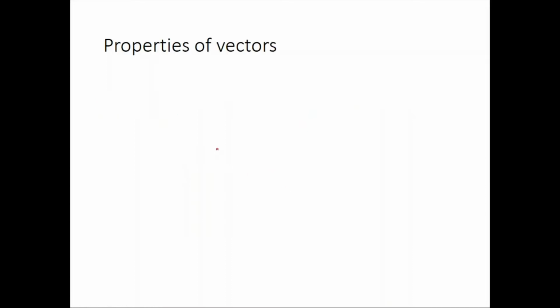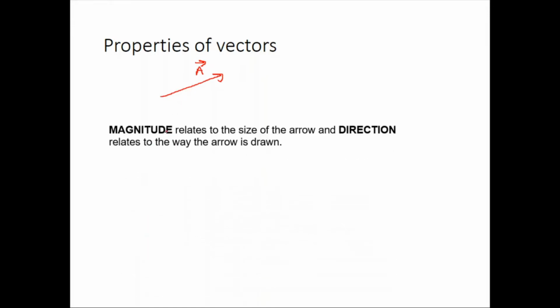Let's look at the properties of vectors. If you want to draw a vector, you just draw an arrow, and you can give a title to this vector. This is vector A, and we put an arrow at the top of this letter. So this is a vector. The magnitude relates to the size of the arrow, and the direction relates to the way the arrow is drawn. It is drawn in this direction, so this is the direction of the vector.